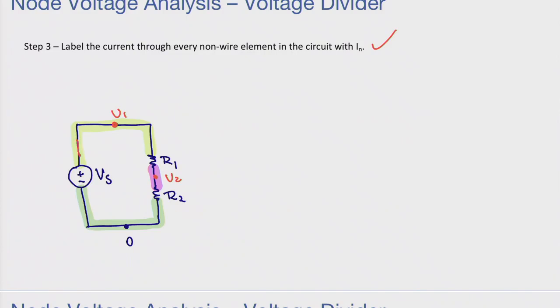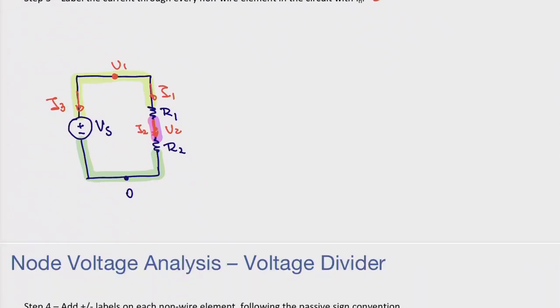Okay, this is going to be my I3, because that's how I had it in the slides, and people get confused if I change things in class. This is I1. And then the one that's going to be difficult to see here is I2, going between the two resistors. And then my ground, my reference, is there. Sounds good? Let's go to step four.